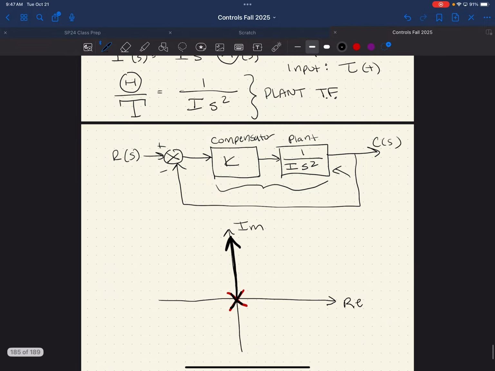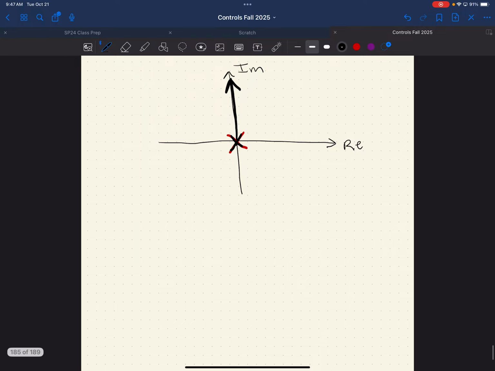If this is sounding foreign to you, I'd highly suggest going back to your notes from the root locus day, okay?